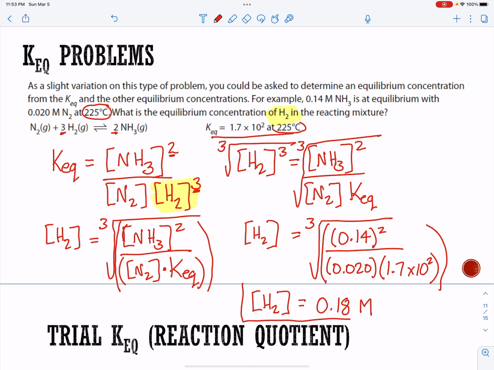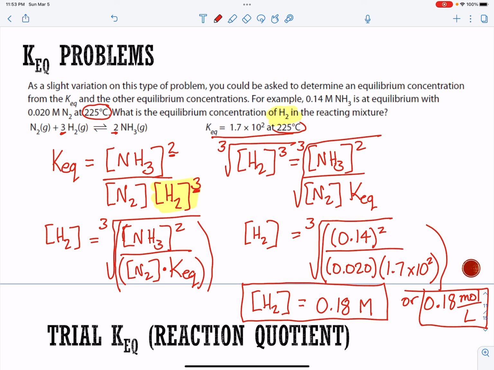And you'll notice that this time I do have units because I am talking about a concentration here. I'm not talking about a KEQ. Concentrations have units, and it's a capital M, or you could put 0.18 moles per liter. That's also correct.